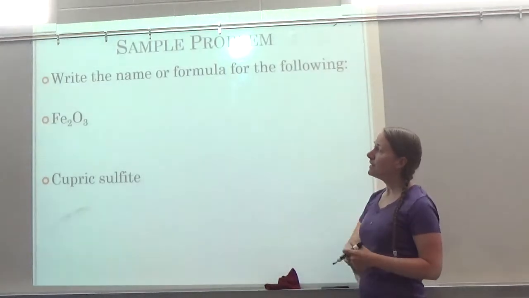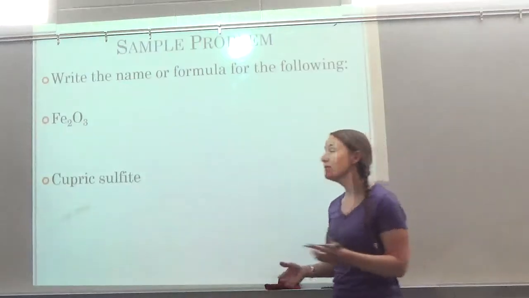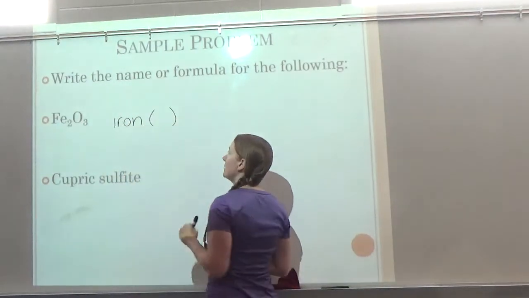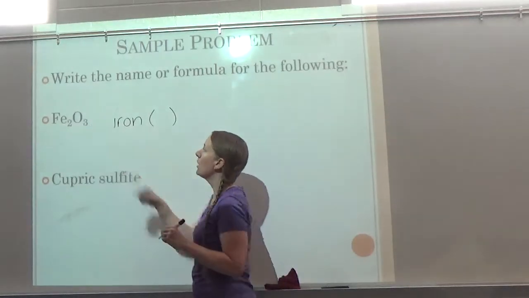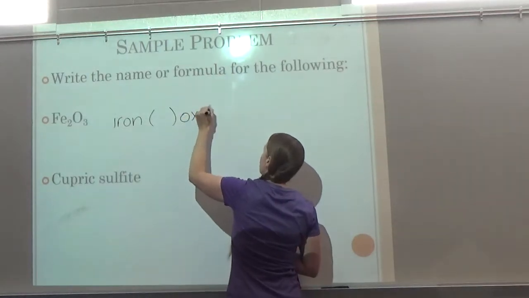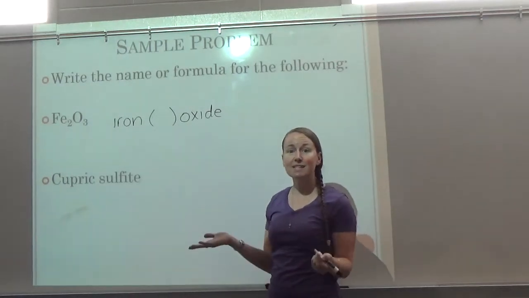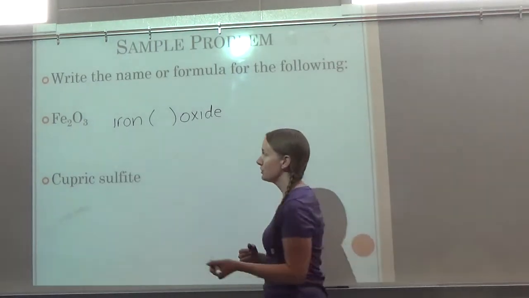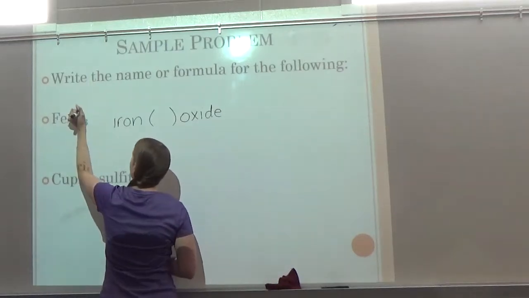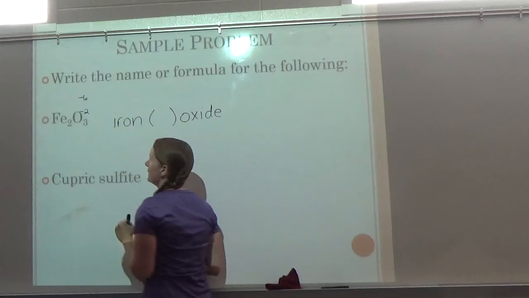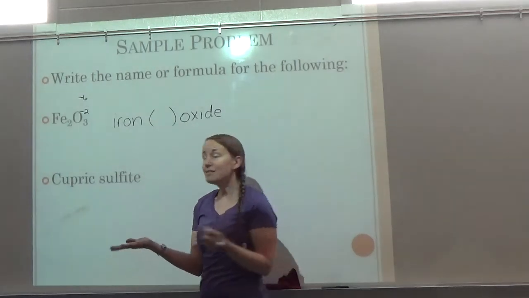So I need to write the name for Fe2O3. Well, I know Fe is iron. I know it is a transition metal, so I'm going to need my Roman numeral. And I know oxygen becomes oxide. So now I just got to figure out what is the charge on iron, because we can't tell by looking at it because it's in the transition metal location. Well, we know oxygen's -2, but since there's 3 of them, that's really -6. So what cancels out -6?